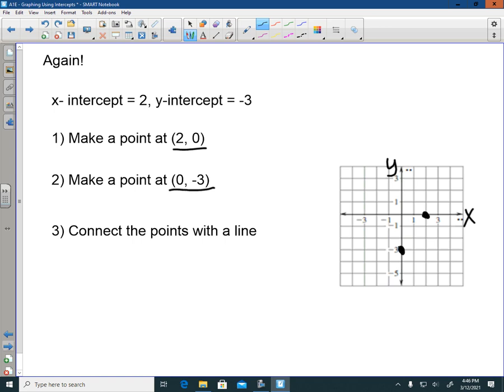And then we're going to connect these points with a line. I hope I do better than I've done in the last couple. Oh, that's not bad, friends. Okay, done. There it is. If you know the intercepts, it's pretty easy.